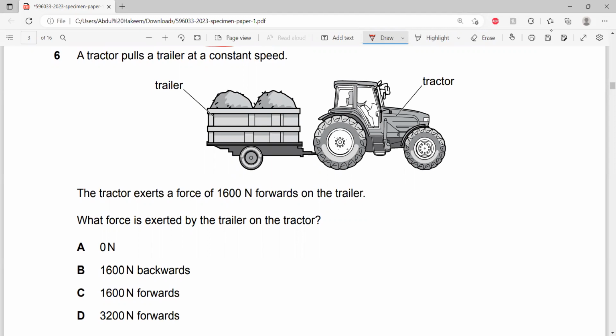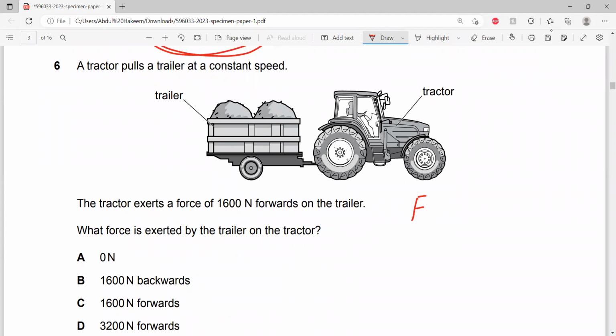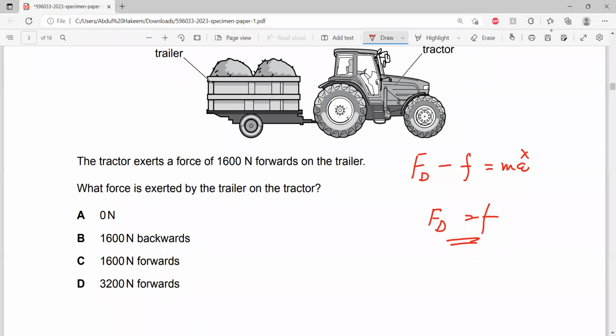So look, the driving force minus the resistive force is equal to MA. Acceleration is 0, meaning both forces are equal. The forward driving force and the backward resistive force are equal. So the answer is 1600. But in which direction? The trailer exerts a force of 1600 Newton backward on the tractor. Here, what force is exerted by the trailer on the tractor?